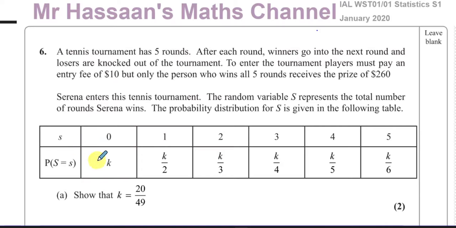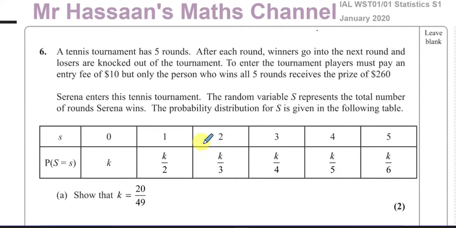Now, here we have to show that k equals 20 over 49. This probability distribution tells you the probability of each of these events occurring. So this is the probability that she gets knocked out in the first round. She doesn't win any games. This is the probability that she gets to the final.